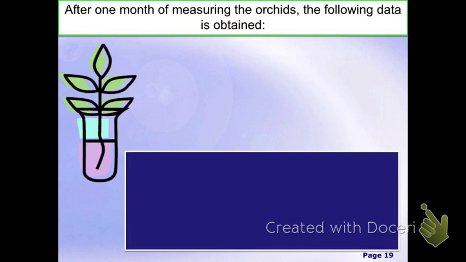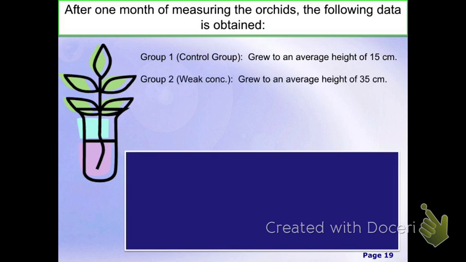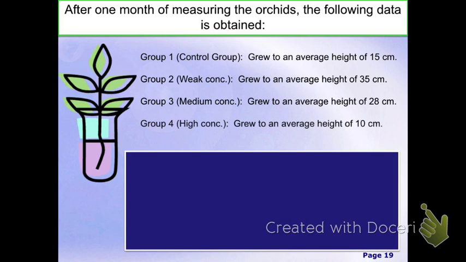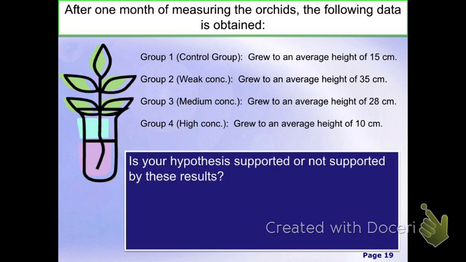We ran our experiment, and now we've got our results. Okay? Group 1, or the control group, grew to an average height of 15 centimeters. Group 2 with the weak concentration grew to an average of 35 centimeters. Group 3 grew to an average of 28 centimeters. And Group 4 grew to an average of 10 centimeters. Okay? So look at your hypothesis that you wrote. Is your hypothesis supported or not supported by these results? Okay? And then write that.